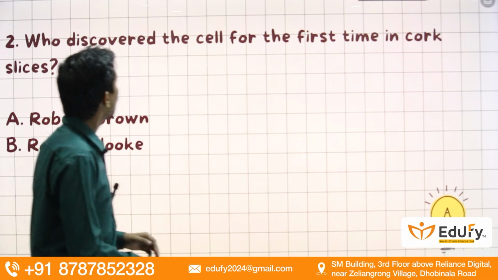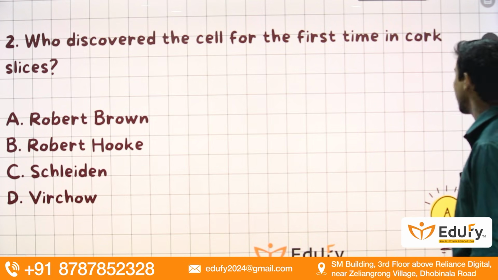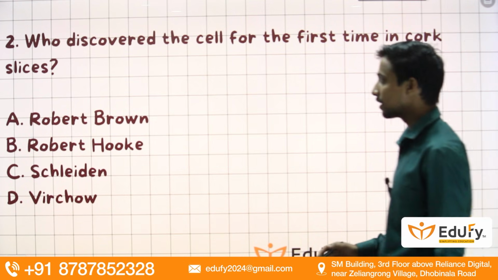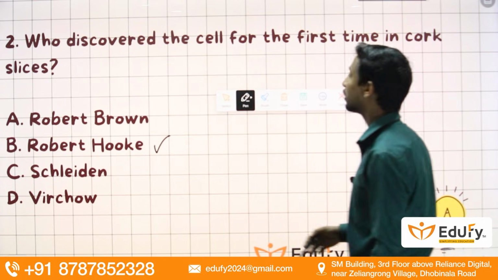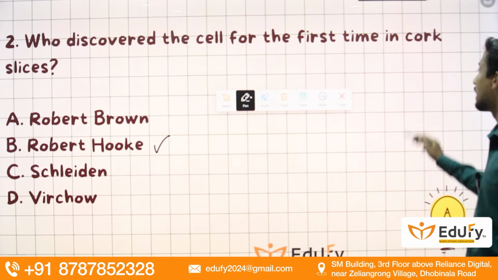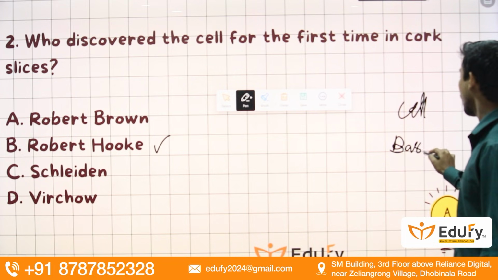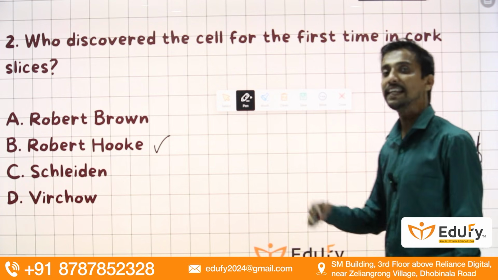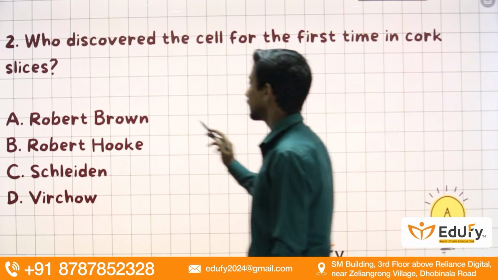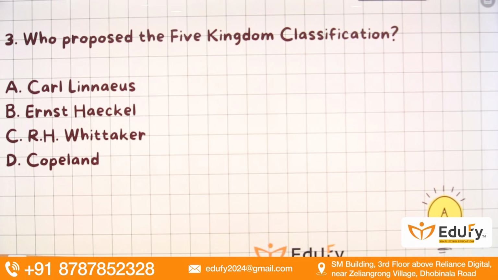So who discovered the cell for the first time in cork slices? It will be Robert Hooke who discovered the cell for the first time in cork slices. Cell is also known as the basic unit of life. We all are made from millions and millions of cells. Then comes, who proposed the 5 kingdom classification.